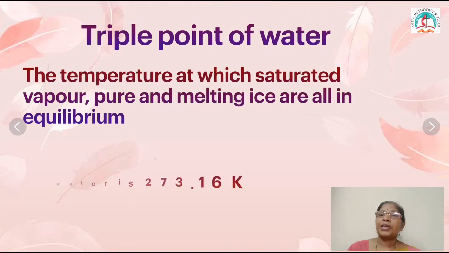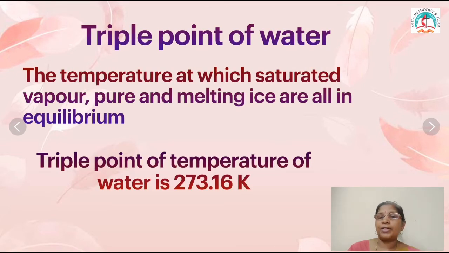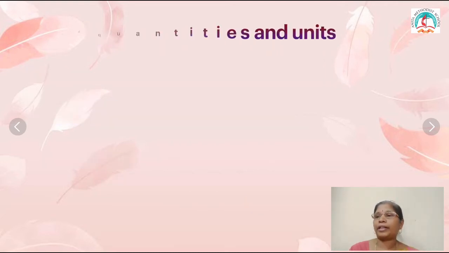Now the next one, some definitions are given. Go through that. Okay, basic definitions. Length is equal to the distance between... Okay, here the new one is the triple point of water. It is the temperature at which saturated vapor, pure water and melting ice are in equilibrium. What is the value of the temperature of the triple point of water? 273.16 Kelvin. That is the triple point temperature of water.